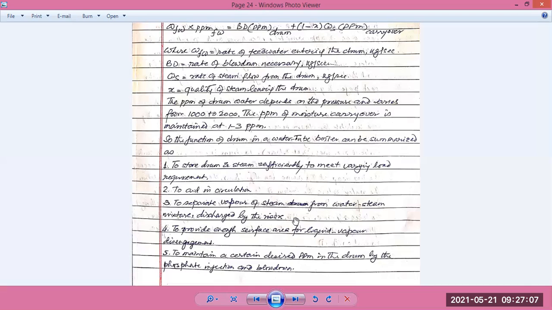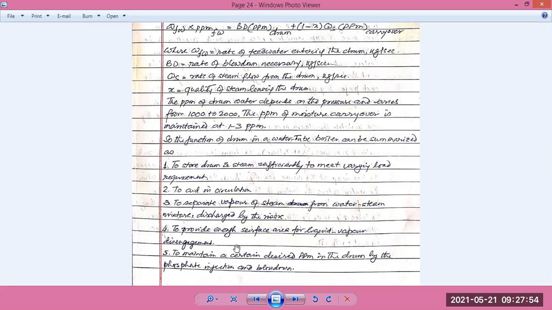Because the riser supplies a mixture of saturated water as well as vapor at around 100 degrees centigrade. Then the water portion should be kept inside the drum itself, and the steam portion will be sent to the superheater itself. Now, to provide enough surface area for liquid vapor disengagement, the saturated liquid water and vapor should be separated from each other, with enough surface area and enough time given.